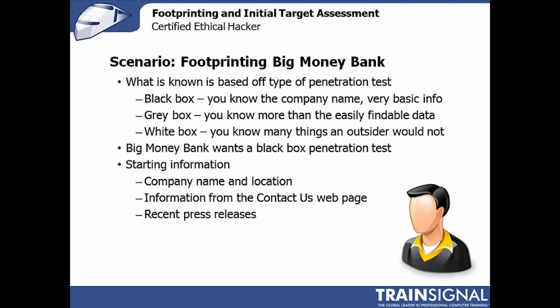So for footprinting Big Money Bank, as you recall, there are different types of attacks based on the information you get at the very beginning. Black box, white box, gray box. These are vastly different bits of information. In many white box penetration tests, you won't necessarily need to do a lot of passive footprinting, because that's the kind of information you'll get as pre-knowledge for that attack.